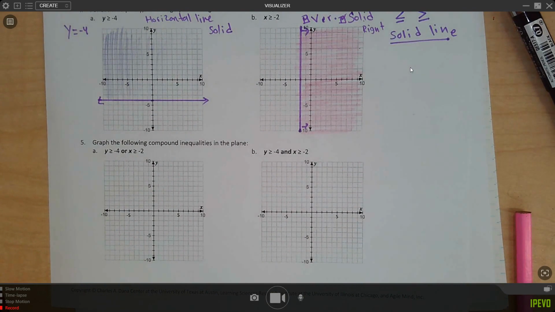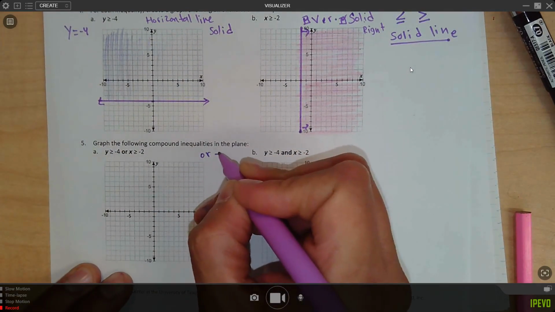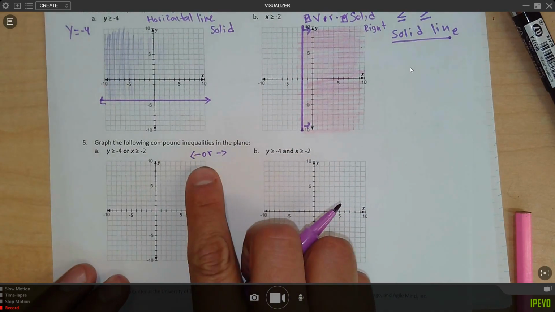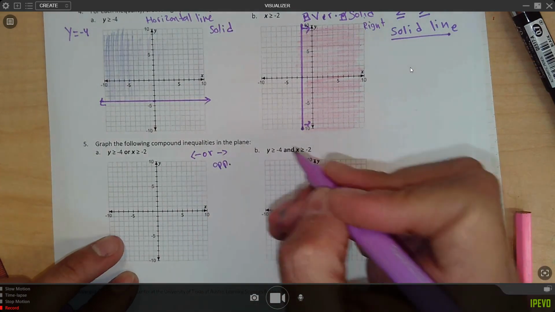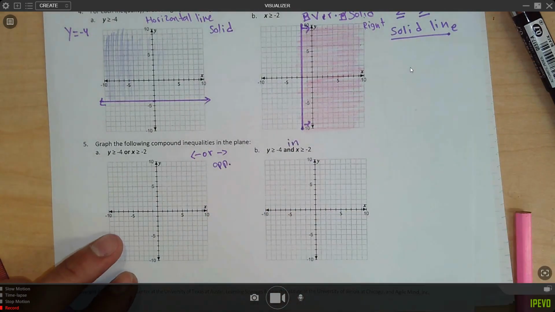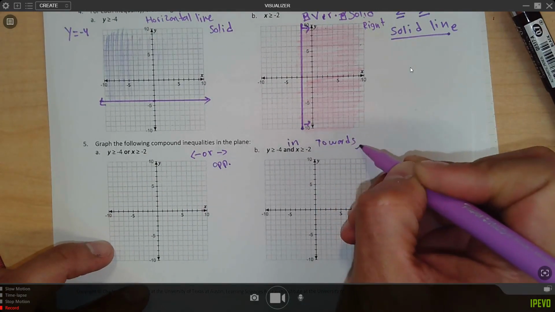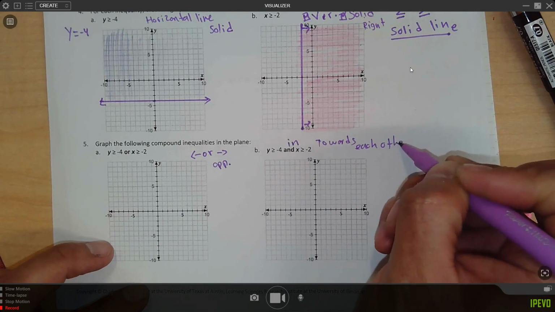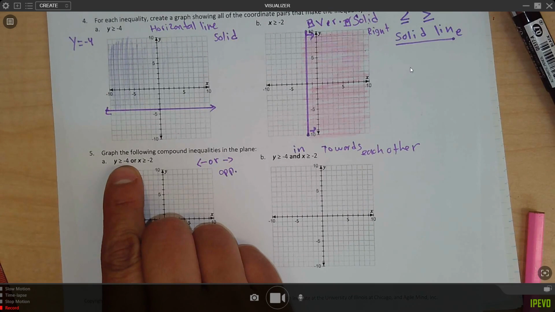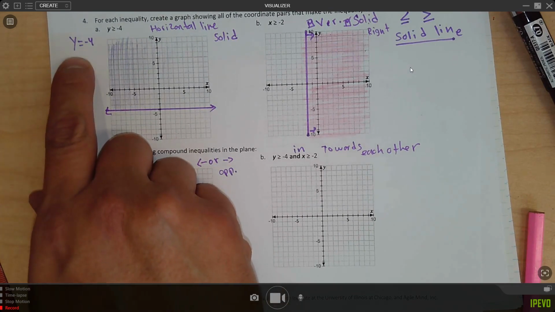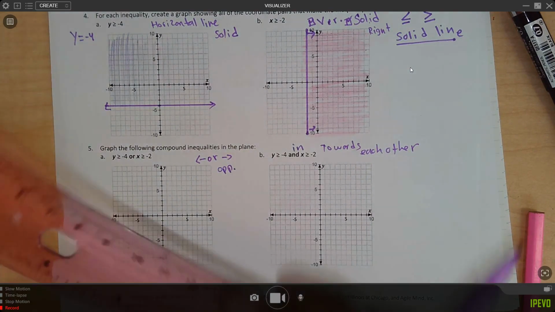Okay, for this one right here, I have an or statement. Whenever you have an or statement, you're going to have arrows or shading indicating in opposite directions. So or, opposite, and be in, towards each other. Okay, so I know this y is greater than or equal to -4, so that's going to be a horizontal line shaded above. So I'm going to regraph that over here.